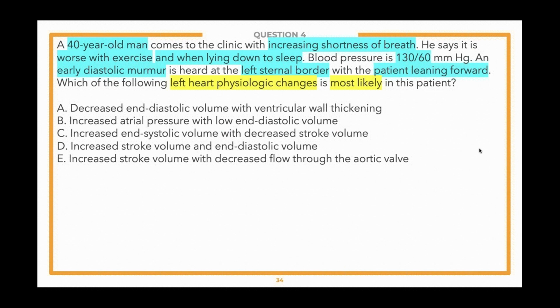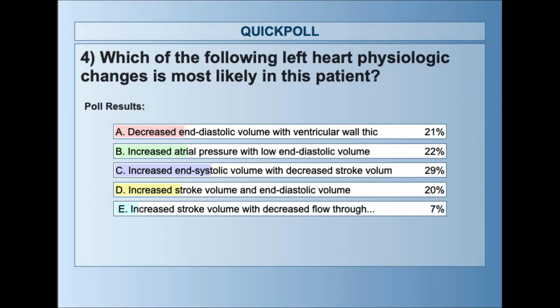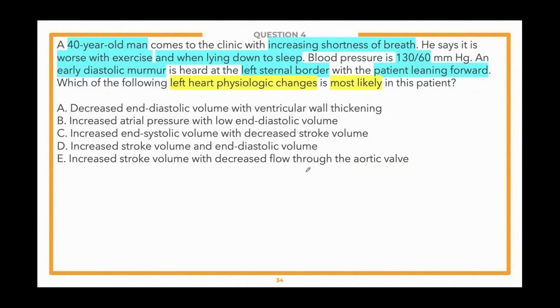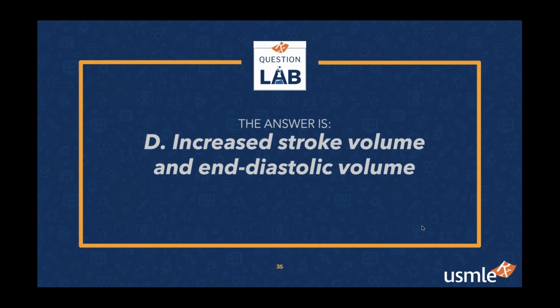29% of you selected answer choice C, which was increased end systolic volume with decreased stroke volume. And 22% of you selected answer choice B. Let's take a look and see what the correct answer is. And the correct answer is D, increased stroke volume and end diastolic volume. So another challenging question. Let me hand it off to Paris.